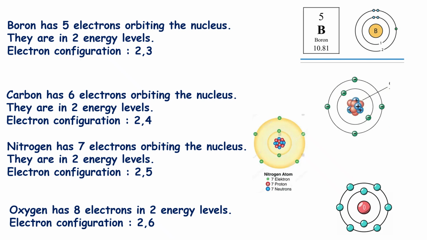Now oxygen. Oxygen is the gas which we breathe. It is in the air. Oxygen atom has 8 protons and 8 electrons. The 8 electrons are distributed in 2 energy levels because remember the first energy level only takes 2 electrons, and the 6 electrons go to the next energy level. So it is 2, 6.